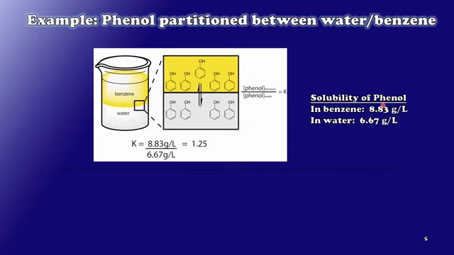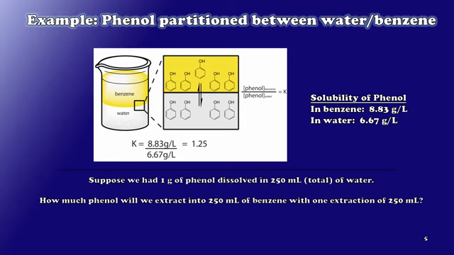In this case, phenol's solubility in benzene is 8.83 grams per liter, and in water it's 6.67 grams per liter. And I can use these numbers to calculate its partitioning coefficient as 1.25. And I can use that number to predict the outcome, or the distribution, of phenol in any concentration that I choose. For example, let's suppose we have 1 gram of phenol dissolved in 250 milliliters of water. I'd like to know, if I add an equal volume of benzene to that and allow equilibrium to establish itself, how much phenol can I expect to be in the benzene layer?